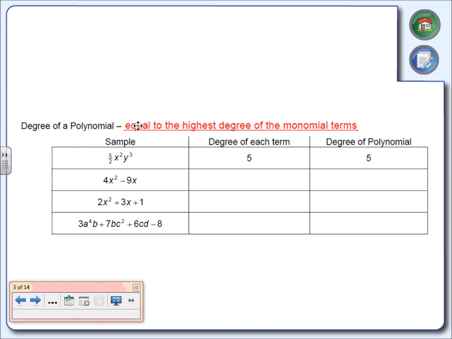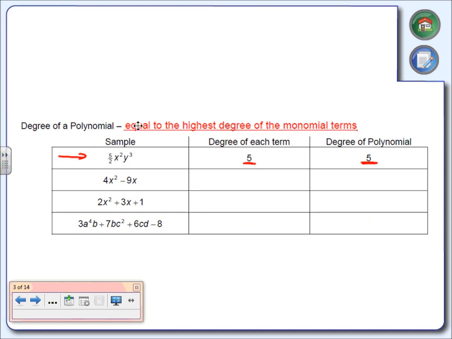So in this first example, they give me a monomial. This right here is a monomial. And the degree of that monomial is 5. How did we get that 5 again? We added up the exponents. 2 plus 3 gave us a 5. And since we only have a monomial or one term, the degree of that would be 5. Going to be exactly the same thing.